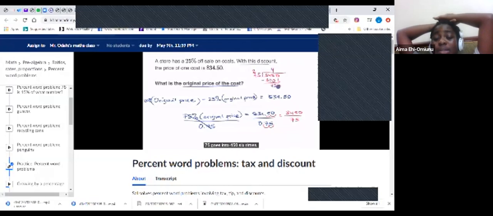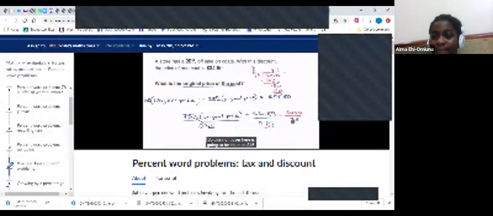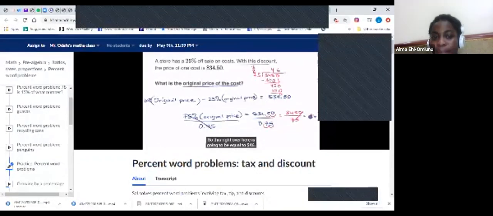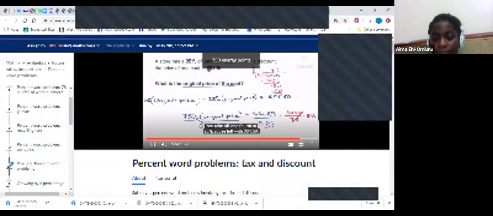75 goes into 456 six times. 6 times 5 is 30. 6 times 7 is 42 plus 3 is indeed 45, and we luckily have no remainder. So this right over here is going to be equal to $46. Our original price is 46. You take off 1/4 or 25%, you're left with $34.50. And that makes intuitive sense as well.